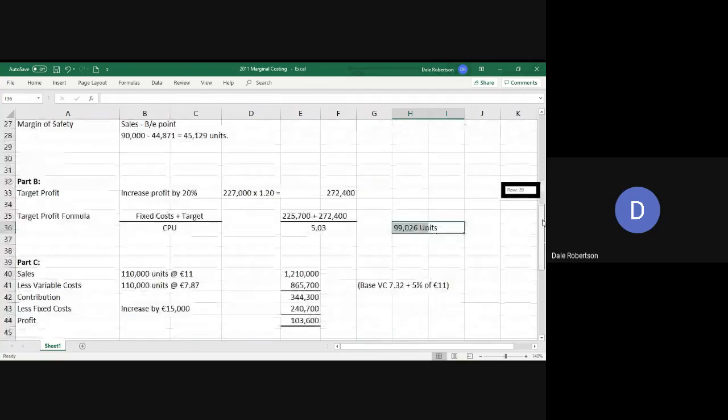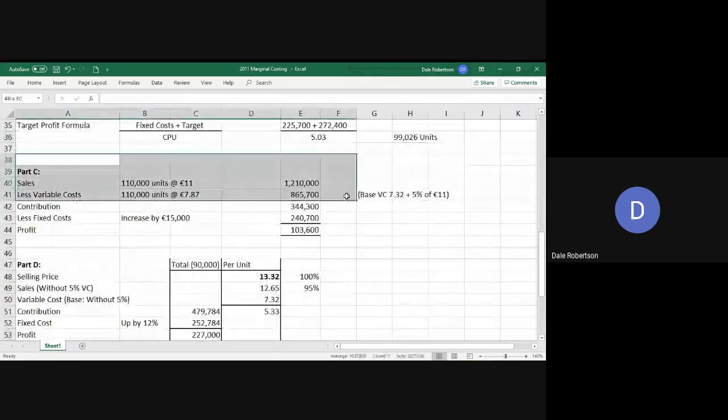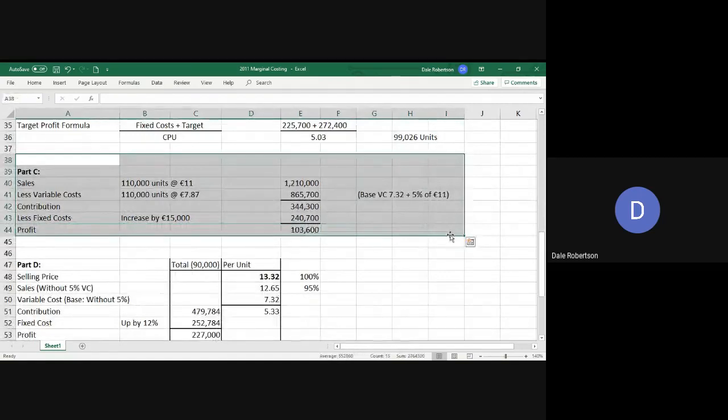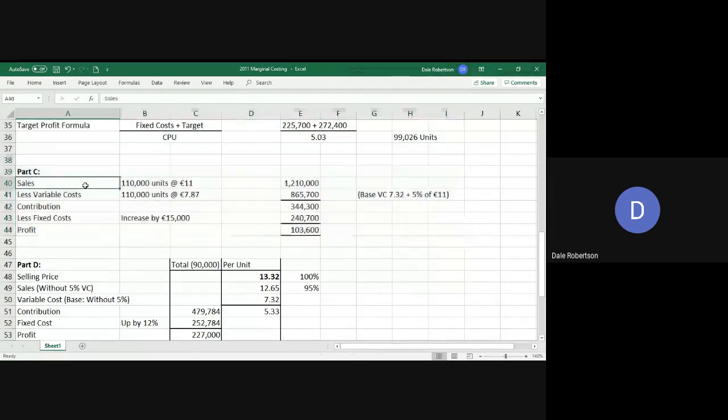Part C of the question is underway in here. Let's just focus on this. Now, part C of the question says, calculate the profit the company would make in 2011 if it reduced its selling price to €11, increased its fixed cost by 15,000, and increased the number of units sold to 110,000. So therefore, they're going to have some extra fixed costs, but they're going to sell more and cheaper. So therefore, the sales is quite easy here. It is just our new units by our new selling price will give you 1,210,000.